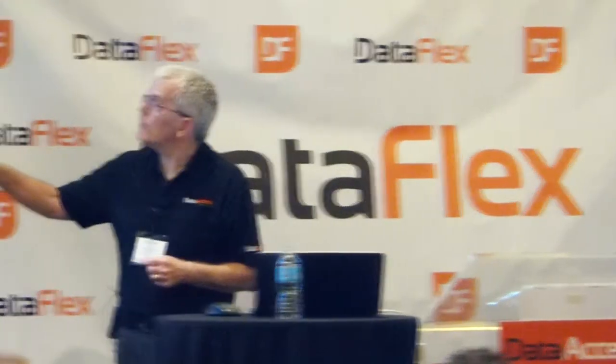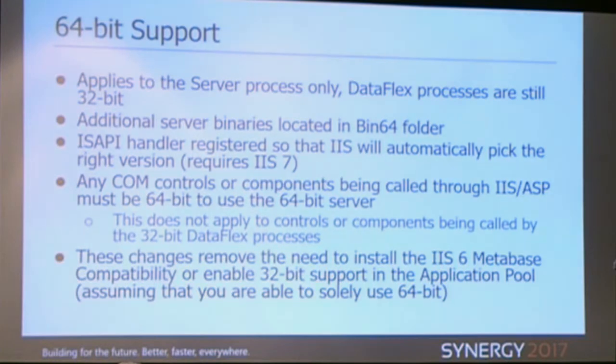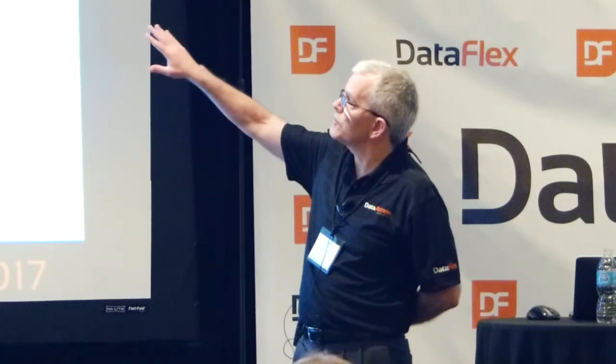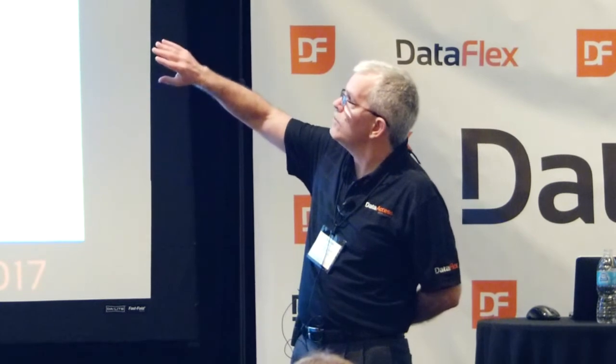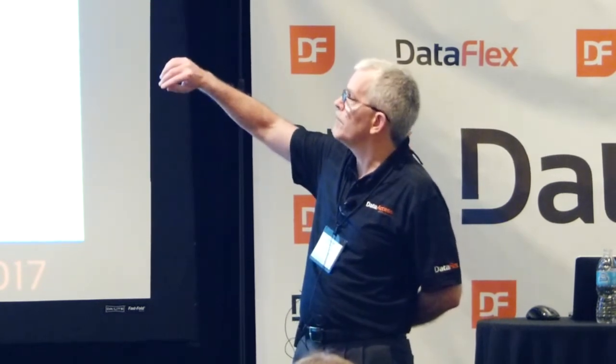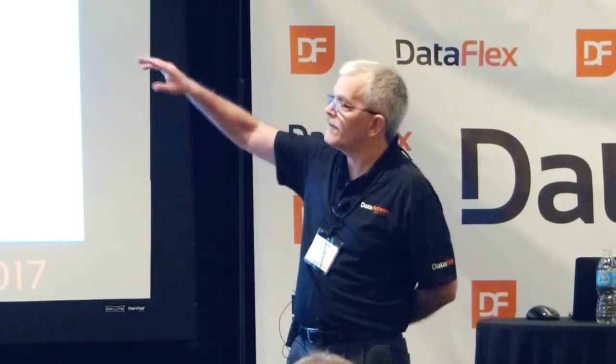And I'm going to talk about that a little more. One of the things that we did to get 64-bit support was kind of a cascading of benefits, because we wanted to make sure that we got rid of the 32-bit application pools. So we made the 64-bit versions of the executables. The ISAPI handler switches automatically, so you don't have to worry about whether you need 32-bit or 64-bit. It just knows and sends you to the right executables.